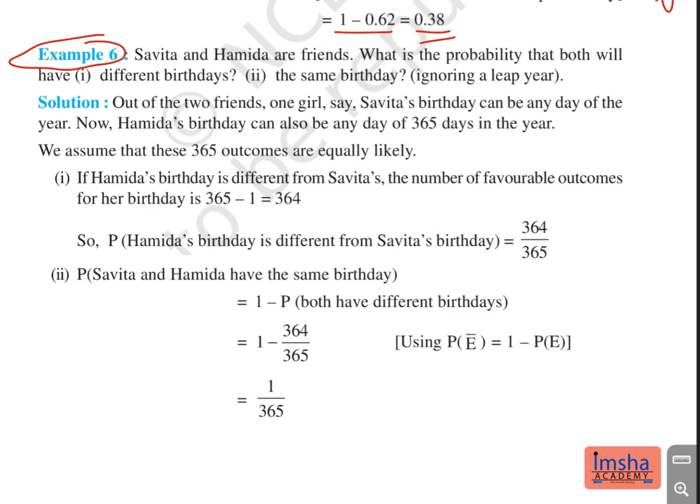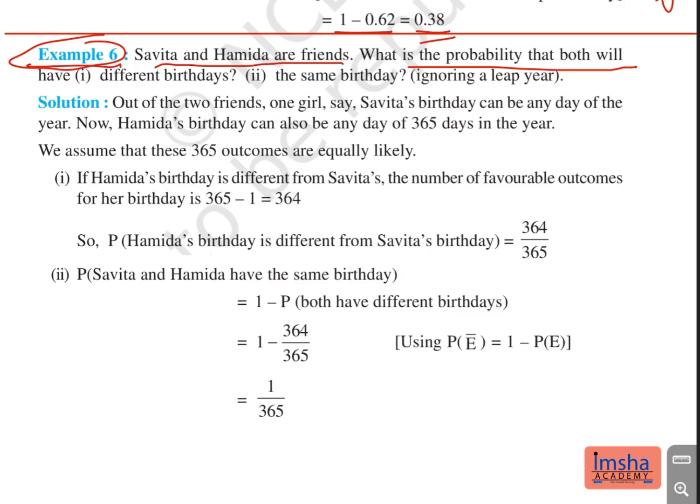In this video, we are going to study the next part of probability. We had stopped in the first part till here. Now, example 6. Savita and Hamida are friends. What is the probability that both will have different birthdays, or the same birthday, ignoring the leap year? So we have to calculate different birthday and same birthday.